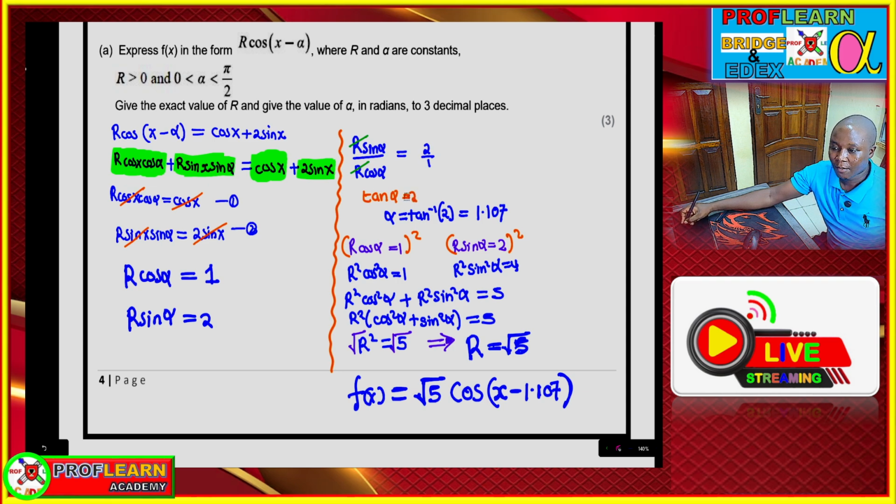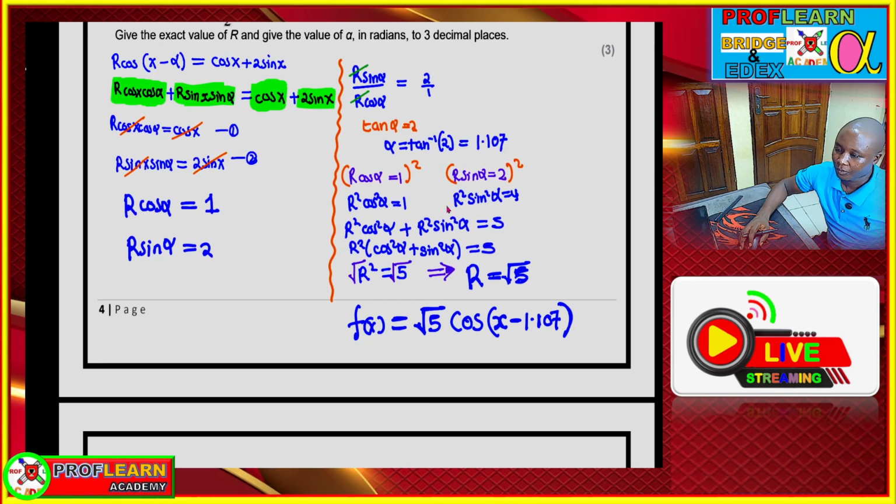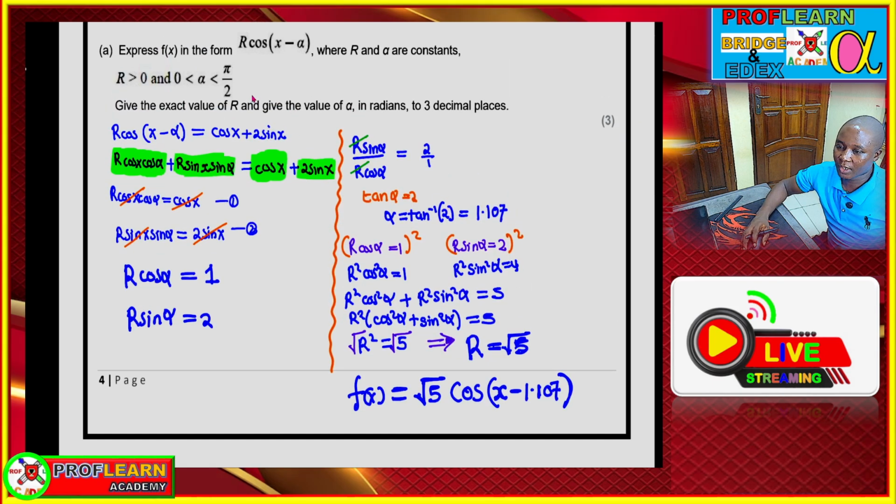So if you want to find the value of alpha, you are going to find the arctan, or the tan inverse, of this particular equation that we have. If you work it out in radians, you are going to get your answer being 1.107.